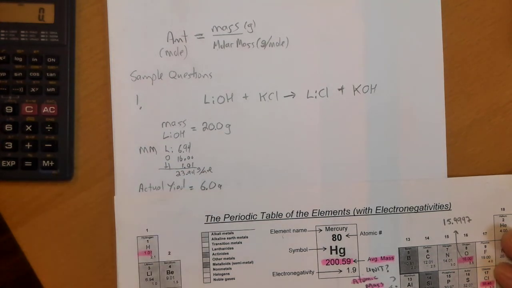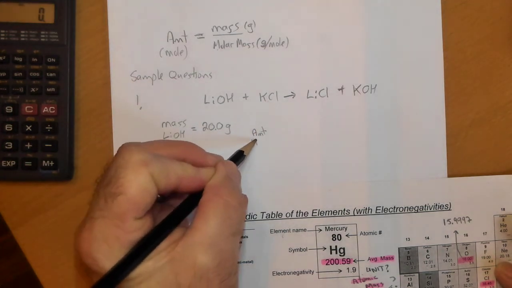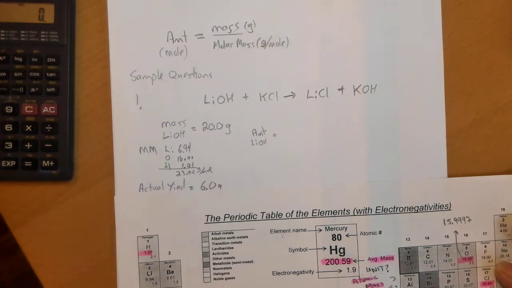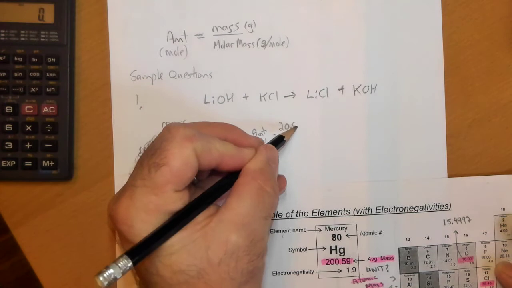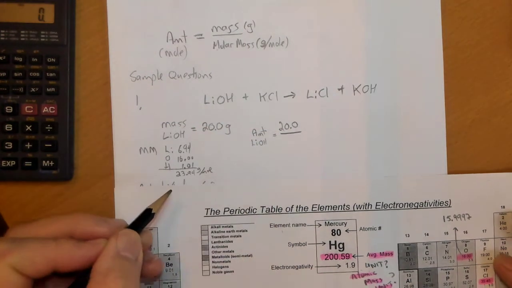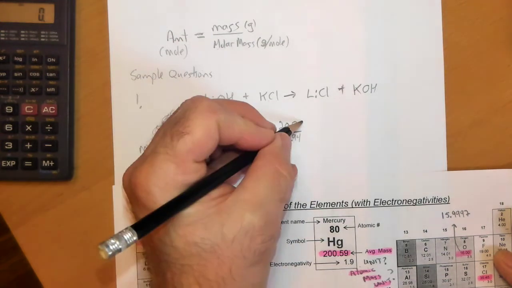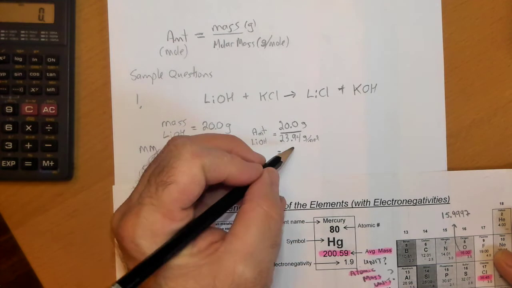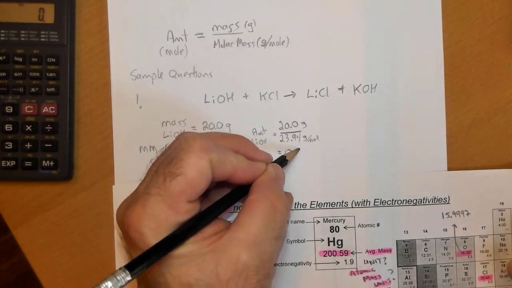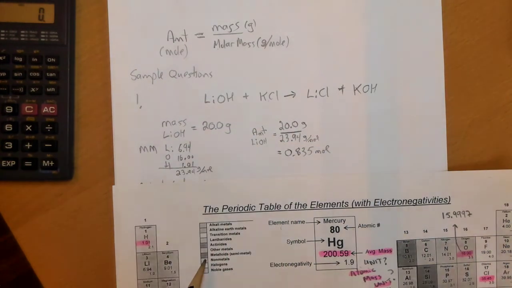And the next step now will be to find the amount, I'll use the abbreviation AMT, the amount of lithium hydroxide, and that will equal the mass divided by the molecular mass. So 20.0 over 23.94. Units are optional at this point, but grams and grams per mole. And then when you divide it, my calculator gave me 0.835 mole. Mole could be written MOL or MOLE, it's your option, depending.